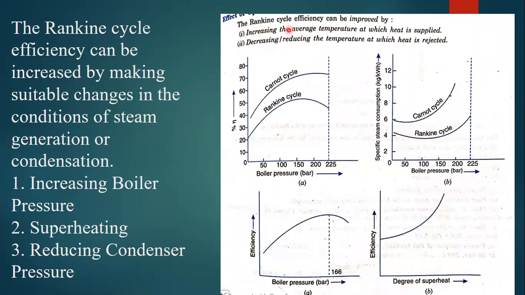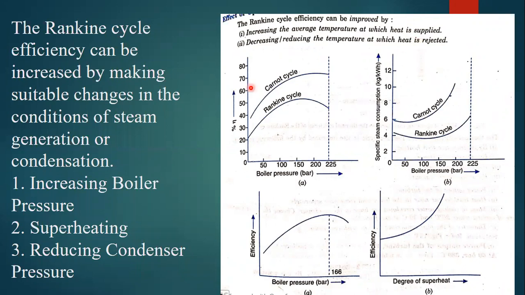And after that, increasing the average temperature at which heat is supplied. So how can we increase the average temperature? Nothing but by increasing boiler pressure, or else after the boiler we can superheat the steam by using some superheaters. So after taking steam from the boiler, again we are going to use a superheater. So those are the cases.